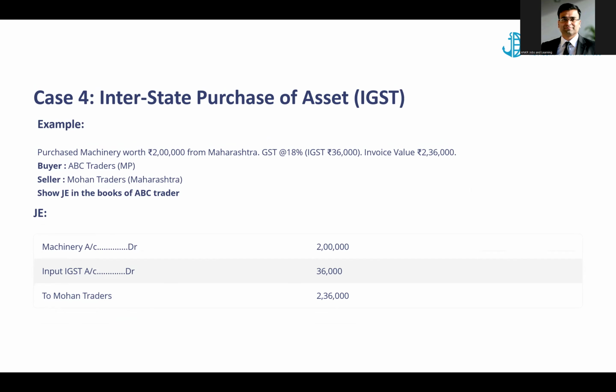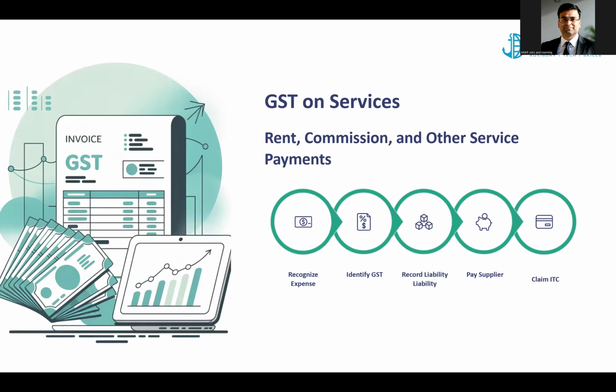Now interstate purchase of asset. Simple. Let's keep the same example. Here only the value is changed: you have purchased goods worth 2 lakh rupees, and you are ABC Traders in MP, purchasing from Mohan Traders in Maharashtra. So what will be the entry? The entry would be machinery account debit 2 lakh rupees, input IGST 36,000, which is 2 lakhs into 18%, and to Mohan Traders it will be 2 lakh 36,000, right? So this will be the entry for interstate purchase.